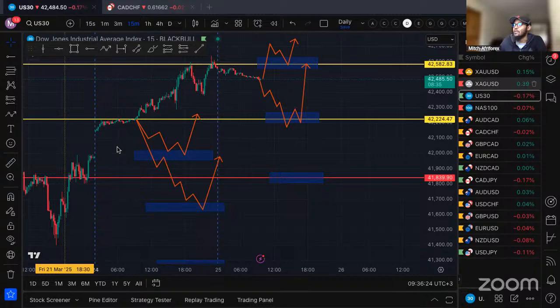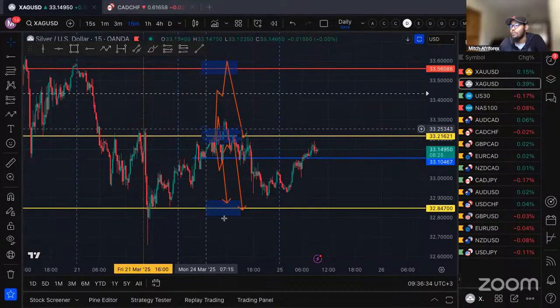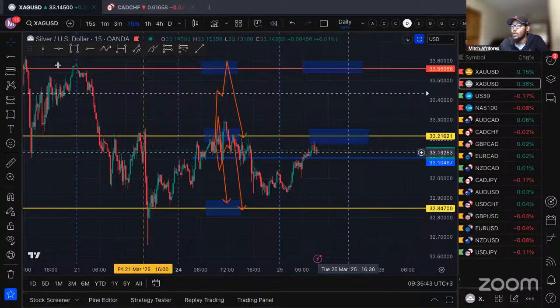Now, in silver, yesterday our bias was to look for selling opportunities. It is still the same situation today. But you can see the levels haven't been fully broken. And that's the reason why we will still be focusing on the same level. So as long as we're holding below the red support resistance area, our bias is going to be looking for selling opportunities.